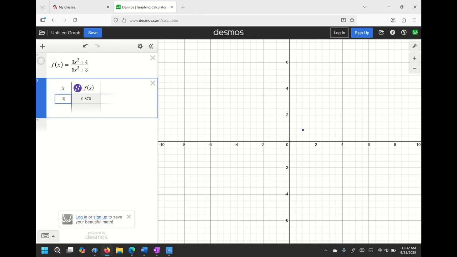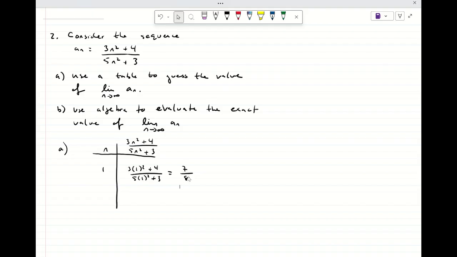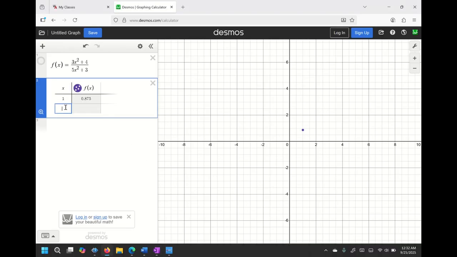And if you plug in 1, it gives you 0.875, and this is, in fact, the value of 7/8. And what's really cool is that you can really expedite this process. If you plug in 2, that's like plugging 2 in for your n, and then the value of your sequence is going to be 0.6956 and change. If you plug in 3, you get this number. If you plug in 4, you get that number. So you can really make quick work of these computations.